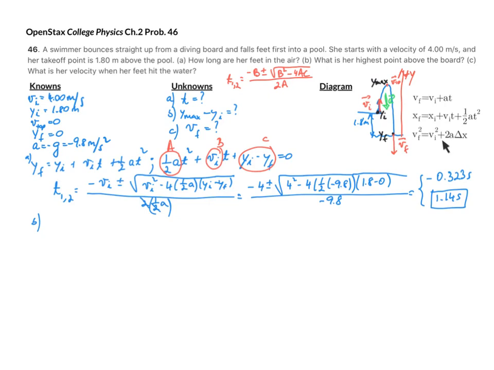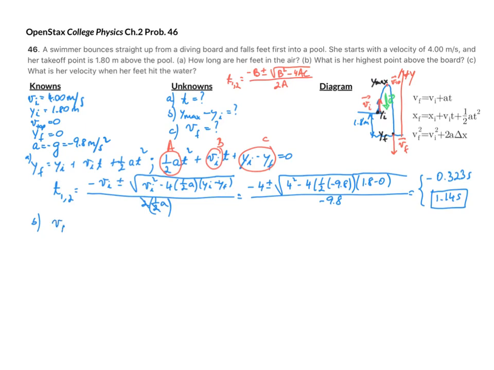So moving on to the next equation, we know that the final velocity at this maximum height is 0. We know that the initial velocity is 4 meters per second. We know the acceleration of gravity, so this is what we're looking for. So we can use this third equation. So let's write that down.